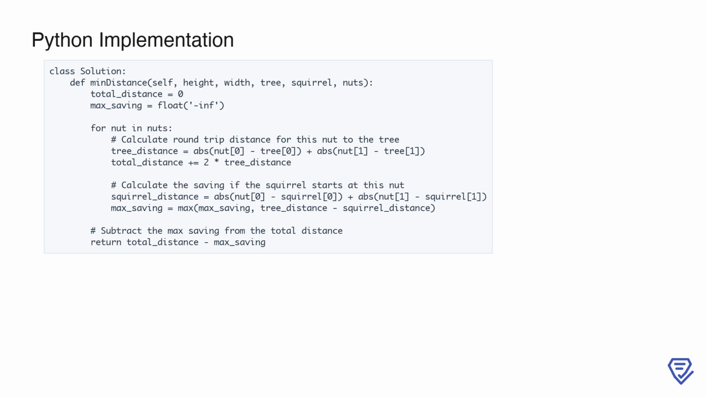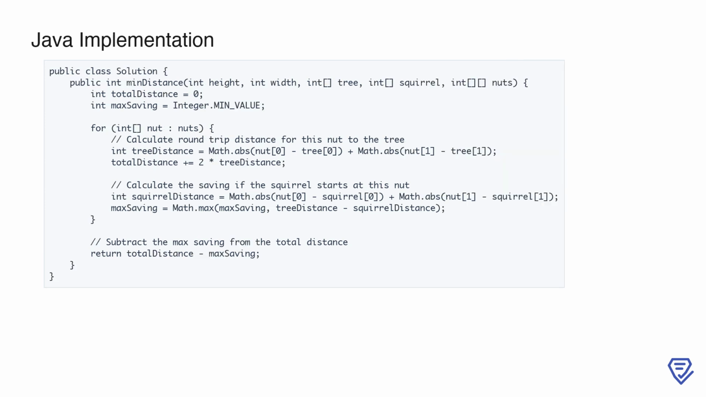5. Return result. The minimized total distance is returned as the output. This approach ensures that the solution is efficient and handles all edge cases, such as varying positions of the tree, squirrel, and nuts. The code runs in O(n) time, where n is the number of nuts, making it scalable for larger inputs. By focusing on maximizing savings for the squirrel's initial movement, the optimal path is determined without redundant calculations.